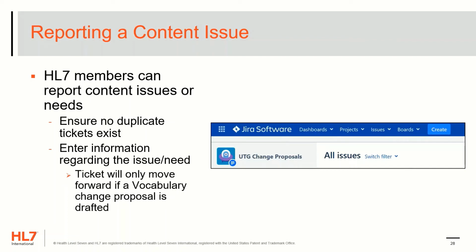Use the search bar at the top right of the page to enter keywords relating to the issue or need. If no existing ticket exists, you can proceed with the creation of a new one. To initiate the creation of a content issue or needs ticket, once you're within the UTG Jira project, click the blue Create button on the top bar.